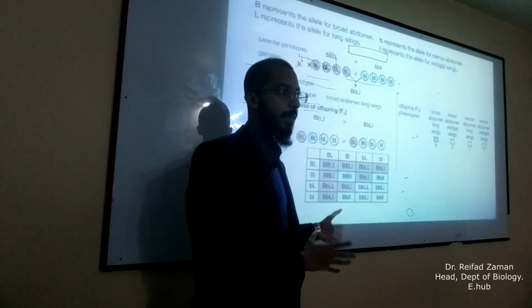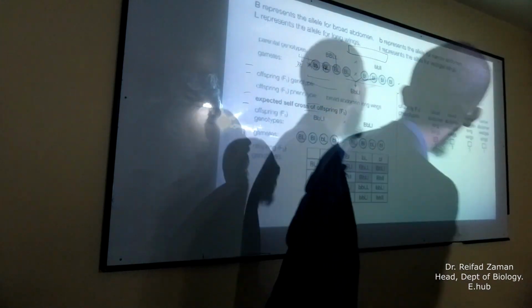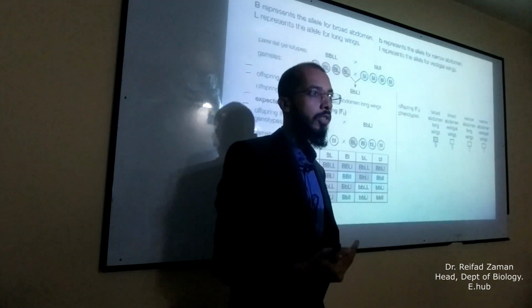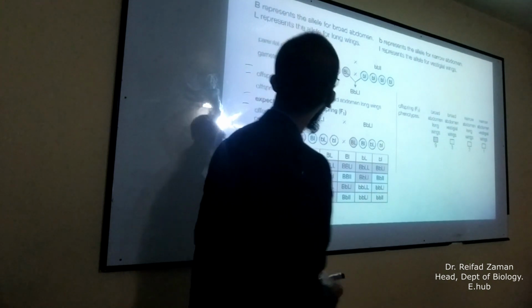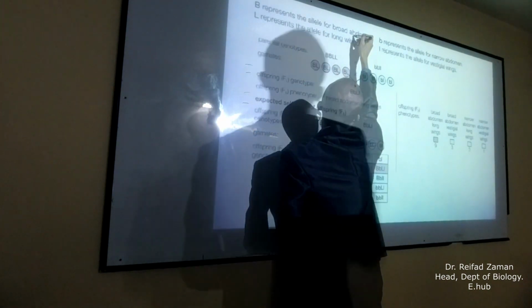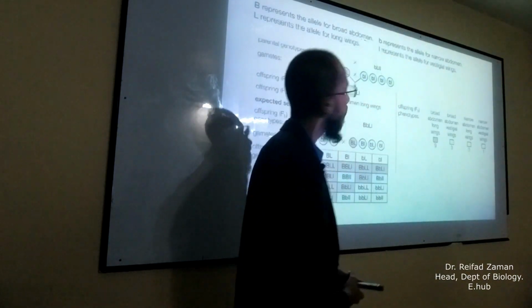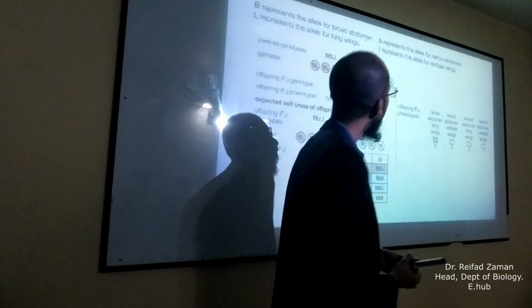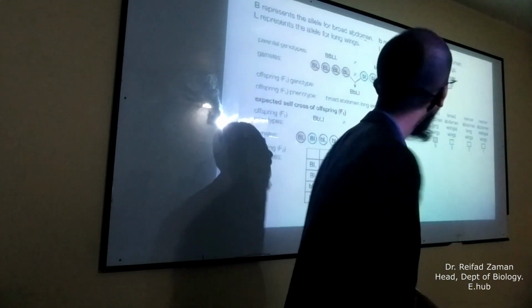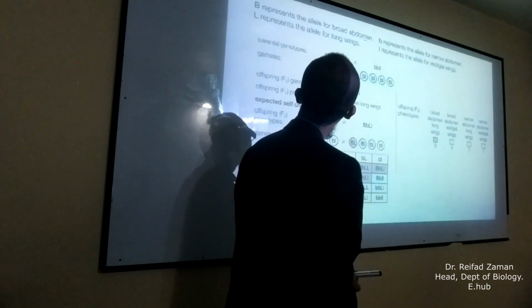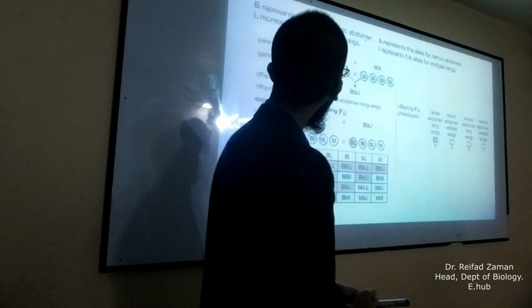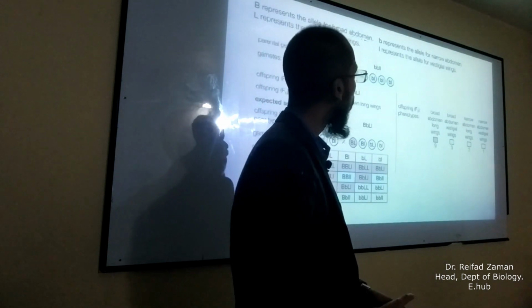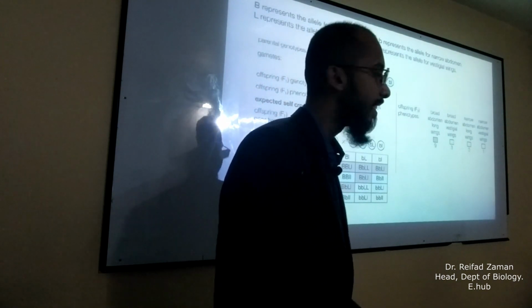Here is another example of dihybrid inheritance. This time we are again talking about 2 different genes. The first one is the gene for abdomen. Capital B represents broad abdomen and small b represents narrow abdomen. And the second gene is about the wings. Capital L represents long wings and small l represents vestigial wing.